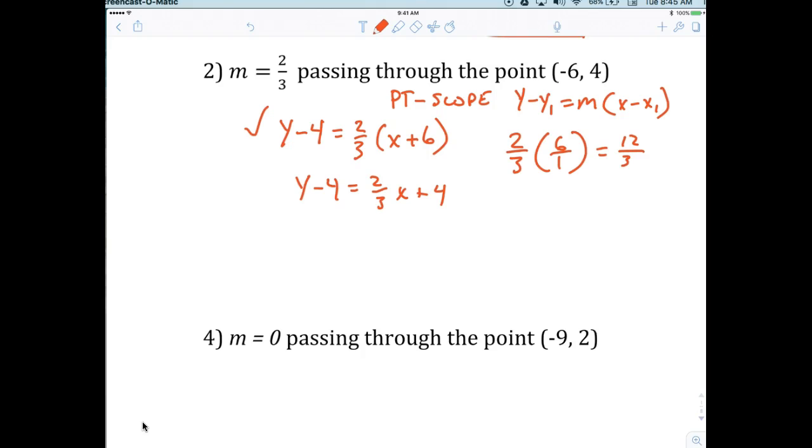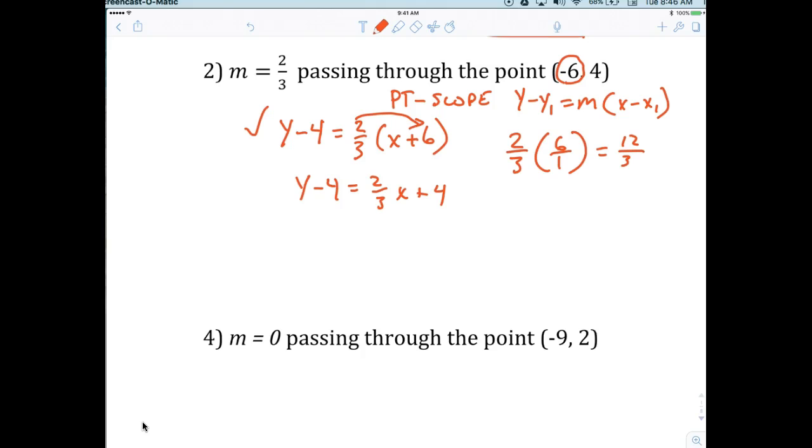All right, quick. I don't understand how you got this, because it's a minus 6 up here. So it's x minus negative 6. I don't understand why you put the 6 in the fraction. I'm multiplying 2/3 times 6. I'm distributing the 2/3.